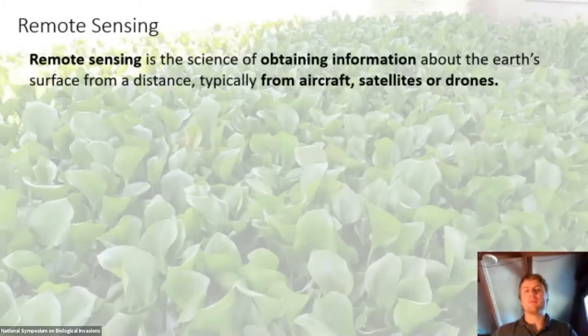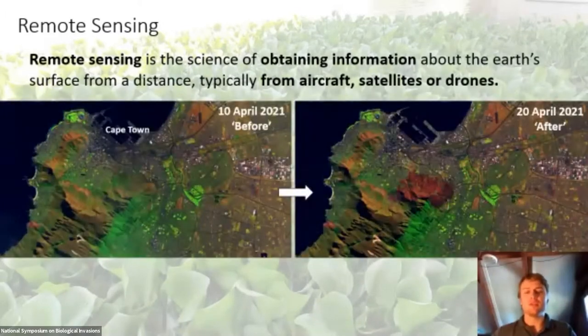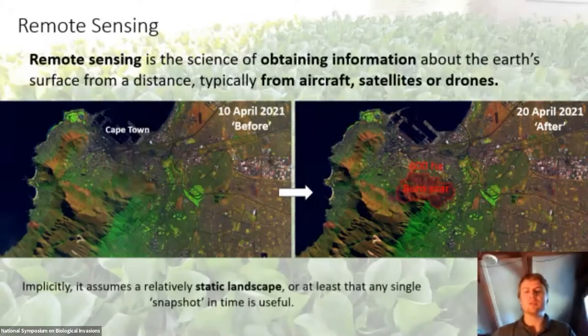I understand not everyone might be familiar with remote sensing. Essentially, remote sensing collects information about the Earth's surface from a distance, typically from satellites or aircraft, and more increasingly from drones as well. A typical application of remote sensing in my field would be change detection. You have your before image and your after image, and you quantify some sort of change that has taken place in the landscape. The implicit assumption with this kind of analysis is that the landscape is relatively static, or at least that any single snapshot in time is a useful comparison to another moment in time.